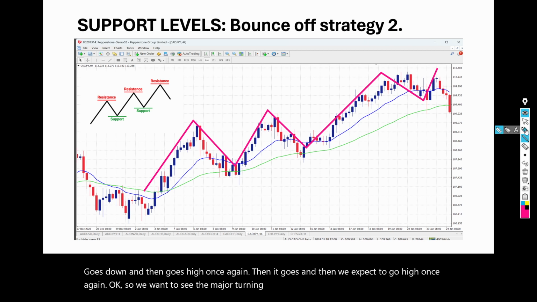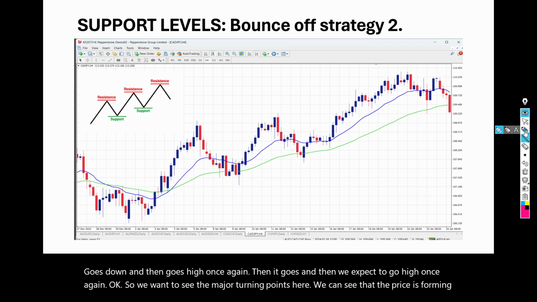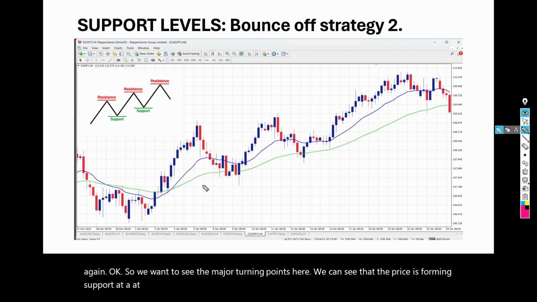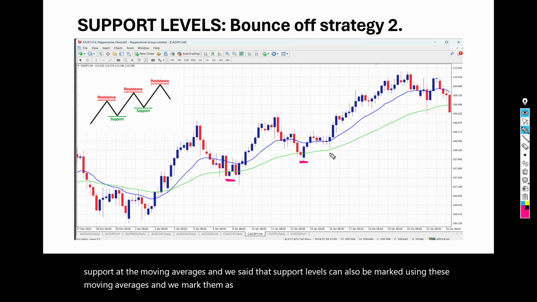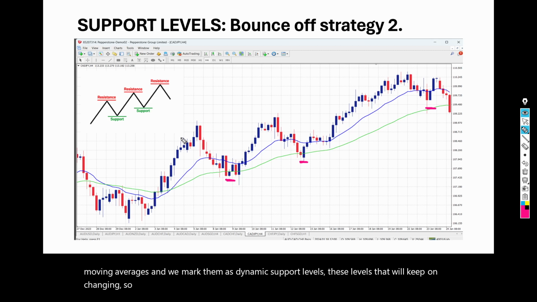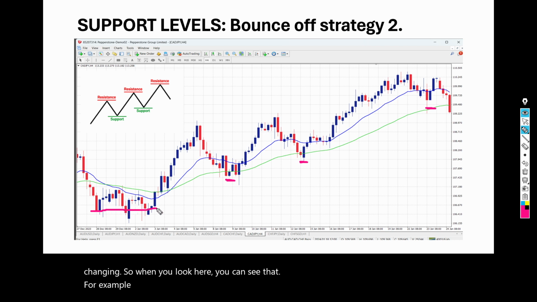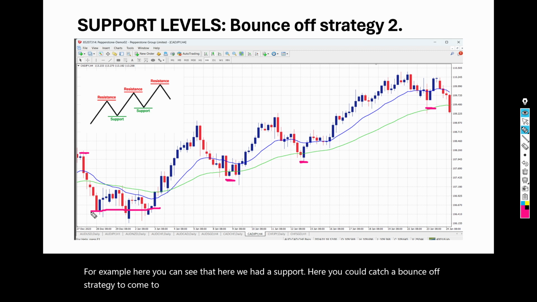Here we can see that the price is forming support at the moving averages, and we said that support levels can also be marked using these moving averages, and we mark them as dynamic support levels, these levels that will keep on changing. So when you look here, you can see that here we had a support. Here you could catch a bounce off strategy, come to this level here because of this support 1, 2, and then 3, followed by this candlestick pattern called the three white soldiers.